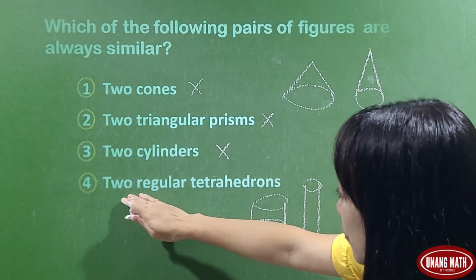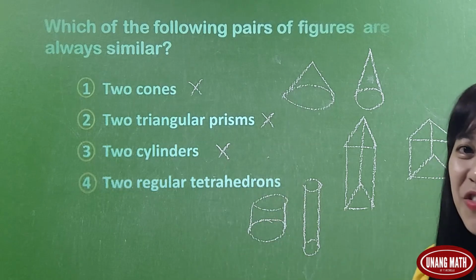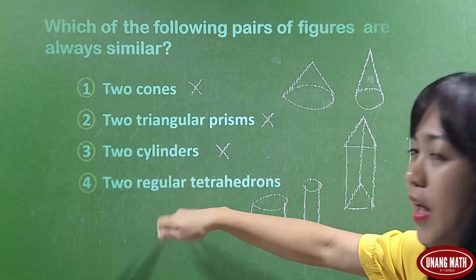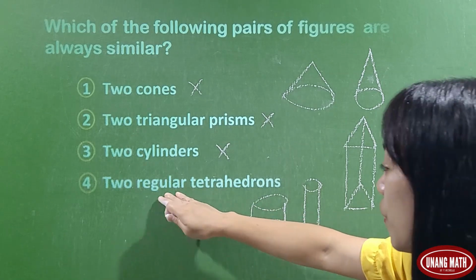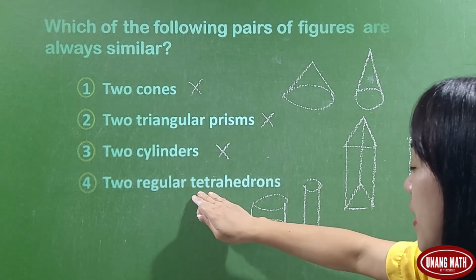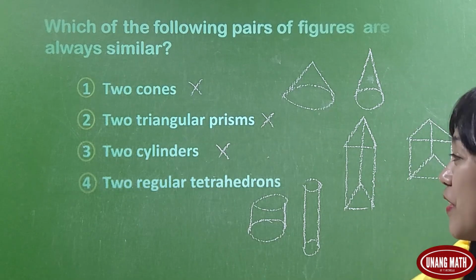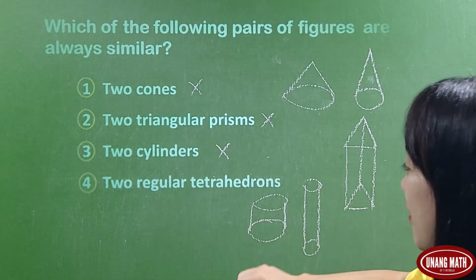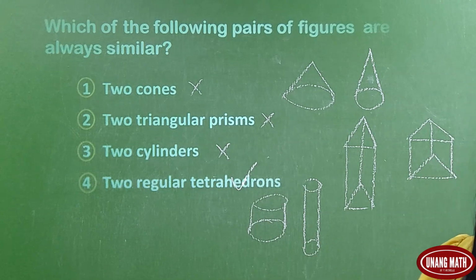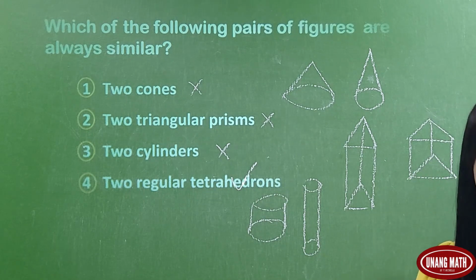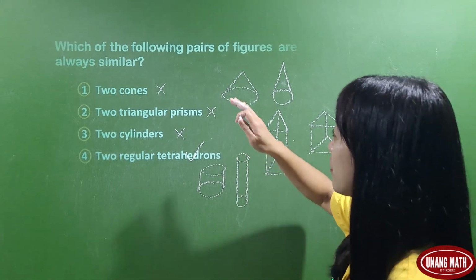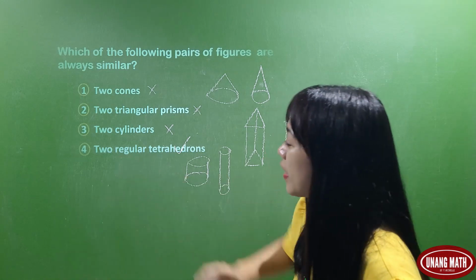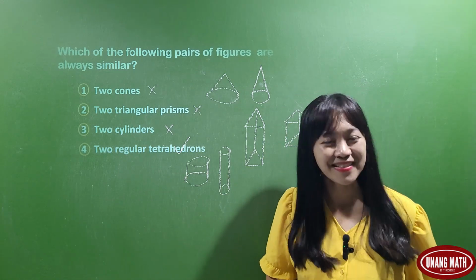For number 4, two regular tetrahedrons. It can be a cube, or it can be dodecahedron or icosahedron. Then it means two regular tetrahedrons are always similar figures. So which of the following pairs are always similar figures? We have option number 4 as our answer.